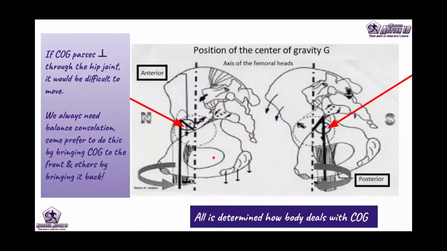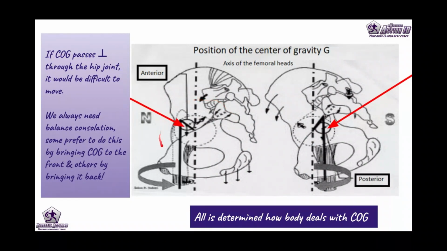All of that is determined by how the body deals with the center of gravity, the center of gravity that goes through our hip joint. If the center of gravity goes through the back of our hip joint, which is right here as an example with the S right here, or in front of the hip joint with the end people right here on this side, that's going to be a big difference in how we're going to move.